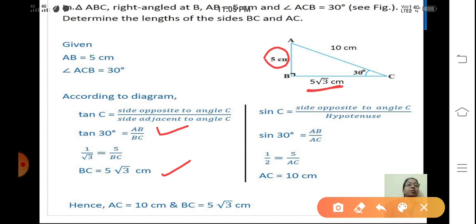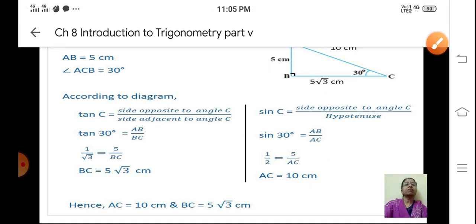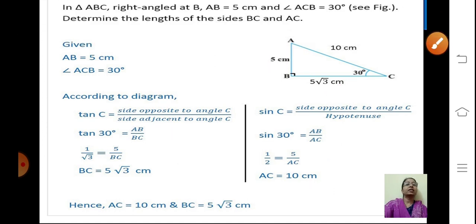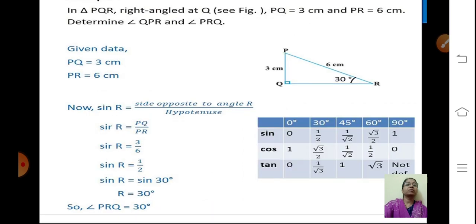Now from the table you can find out the value of sine 30. Sine 30 is 1 by 2, which is equal to AB, which is 5, upon AC. Now cross multiply, we will get AC is equal to 10 centimeter. So in this way we have calculated both the lengths BC and AC. Understood? Now let us take the next example.